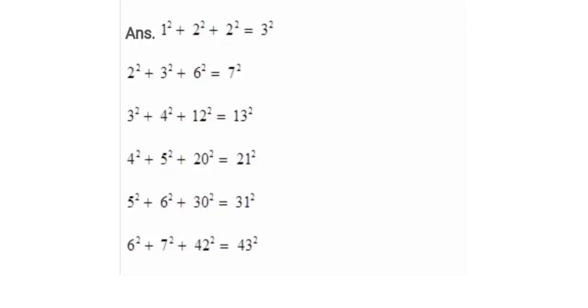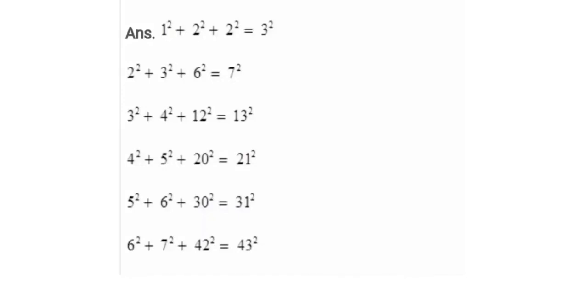Second one, first and second number we have to multiply. 2 into 3. What will come? 6. Yes. So third number is what? 6 square. Come to the next one. 3 square plus 4 square plus 12 square. Okay. So 3 4s are 12. What will come here? 12 square. And after 12 what will come? 13. So it is equal to the 13 square.